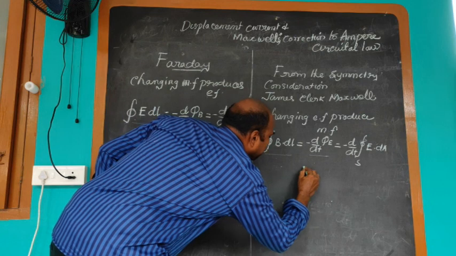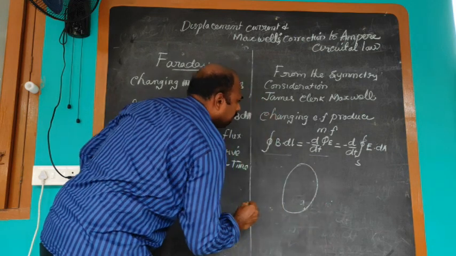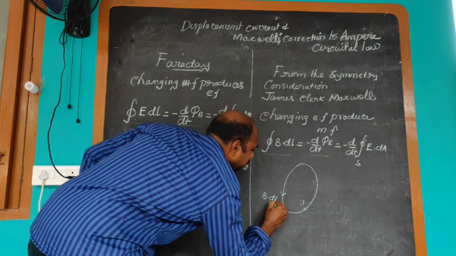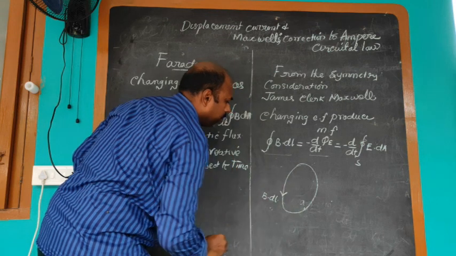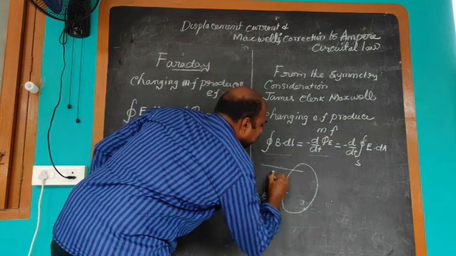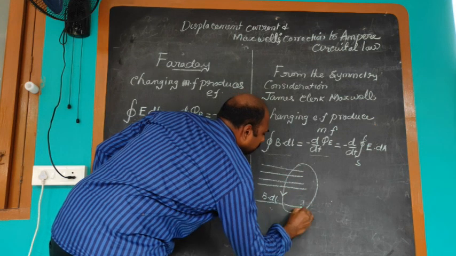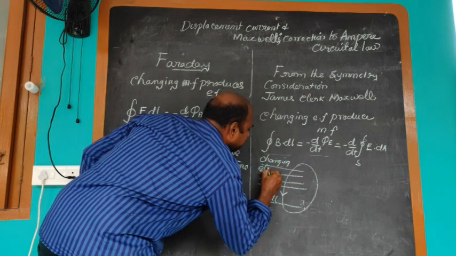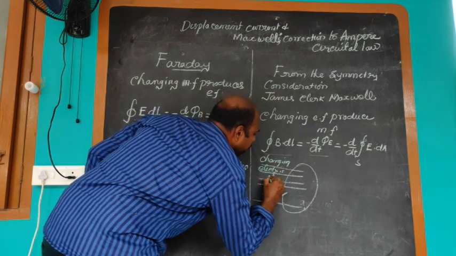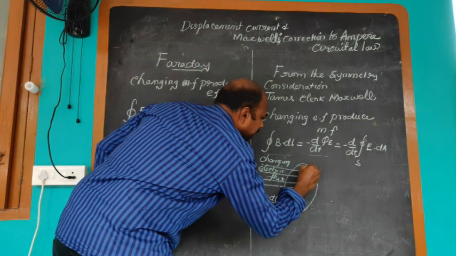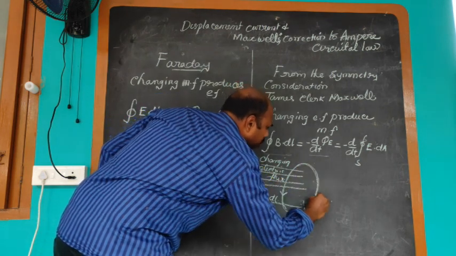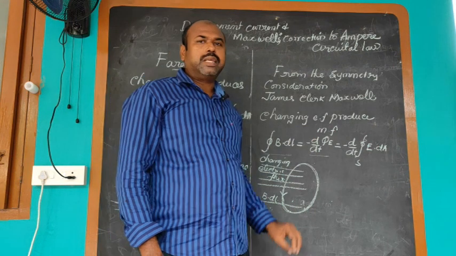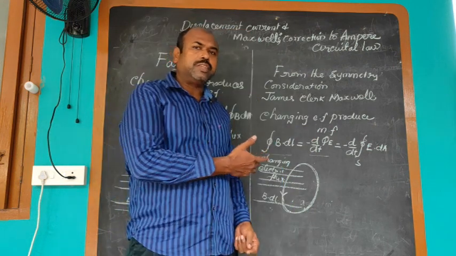So I will write a closed loop, the magnetic field produced in the closed loop. So B dot dl is the magnetic field produced in the closed loop by changing electric flux in the region encircled by the loop. So that is the meaning of the mathematical representation. This is known as Maxwell's law of induction.